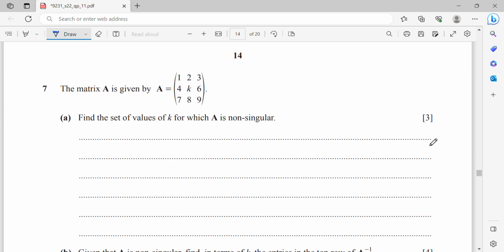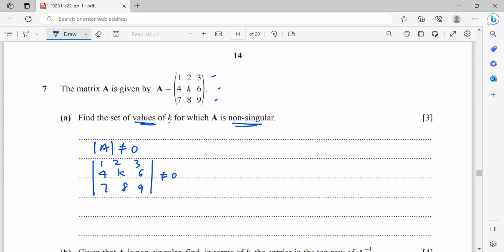Now, question 7. The matrix A is given by A equals 1, 2, 3 for the first row, 4, k, 6 for the second row, and 7, 8, 9 for the third row. Find the set of values of k for which A is non-singular. Non-singular means the determinant of the matrix is not 0. So now, the determinant of matrix A, 1, 2, 3, 4, k, 6, 7, 8, 9, is not equal to 0.